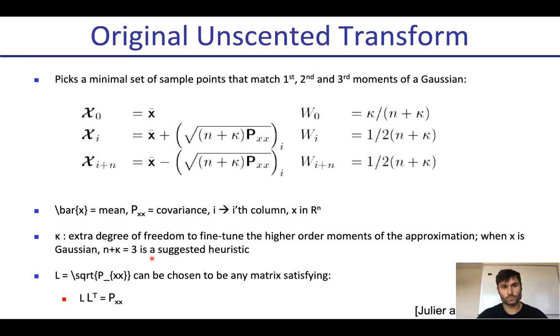And usually people use n plus k equals 3, but this n plus k term allows you to fine tune the resulting distribution to be more accurate. Here we're essentially taking the square root of a matrix, and what this means is any matrix such that if you multiply it by its transpose it leads to the covariance. So this P of XX, the sigma that we've been seeing, is the covariance matrix of the random variable x.